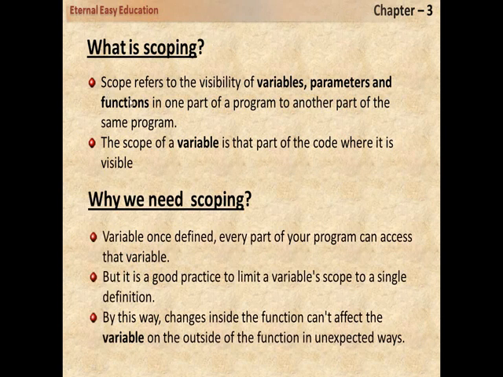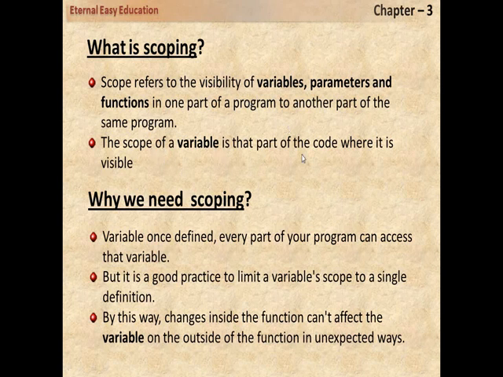Scope refers to the visibility of variables, parameters and functions in one part of a program to another part of the same program. The scope of a variable is that part of the code where it is visible. Simply, the scope of a variable means accessibility of the variable in a program. If a variable is declared in the first line, the variable is available in the last line of the code. That means that variable can be accessed in all the lines of a program.